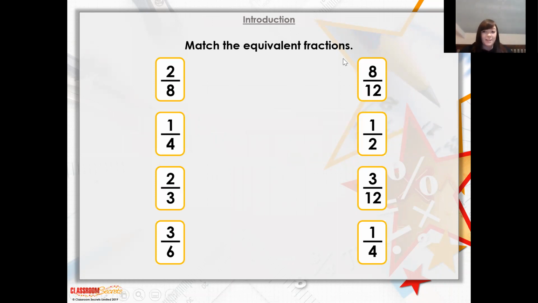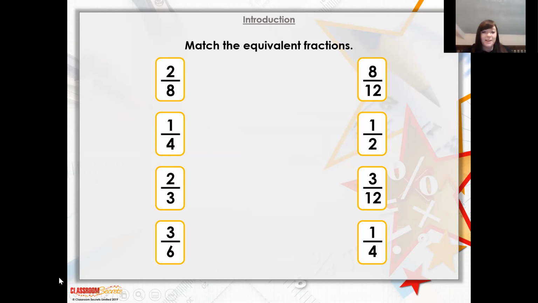So for starters, we're just going to recap equivalent fractions. That's fractions that are the same, but have been split into different amounts. So just pause the video and see if you can match the equivalent fractions together. See if you can find the matching fraction from the left side for the right side.